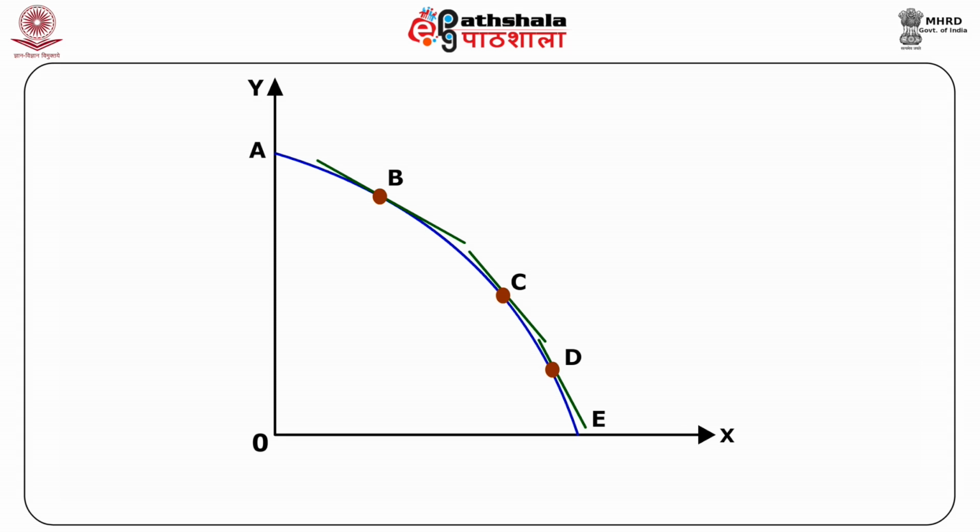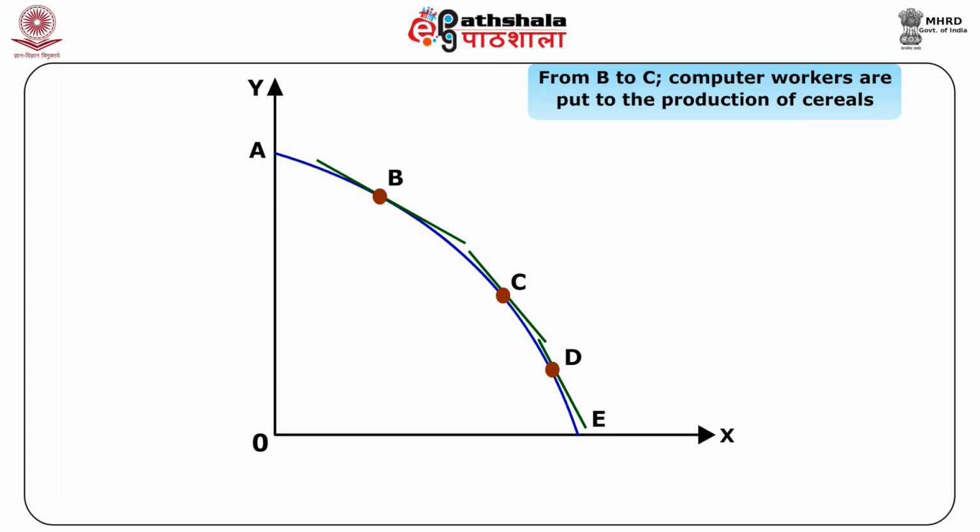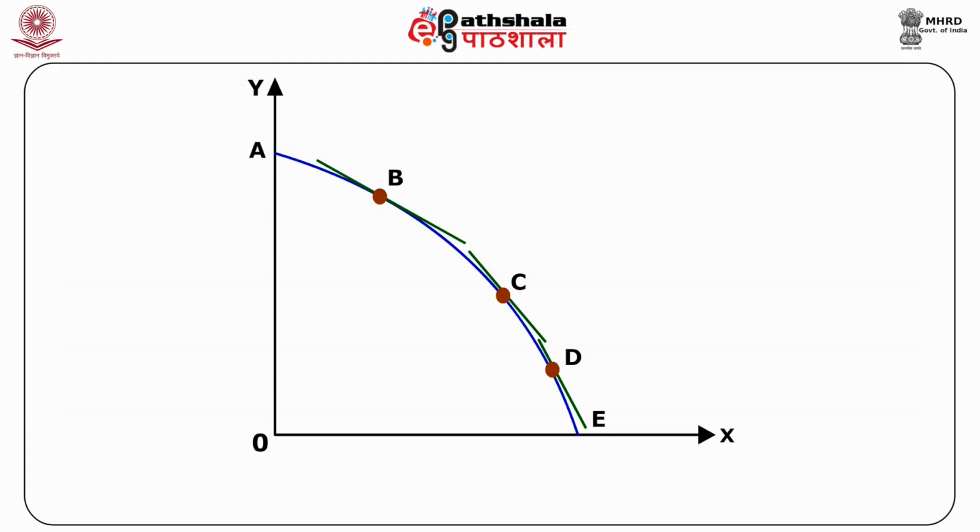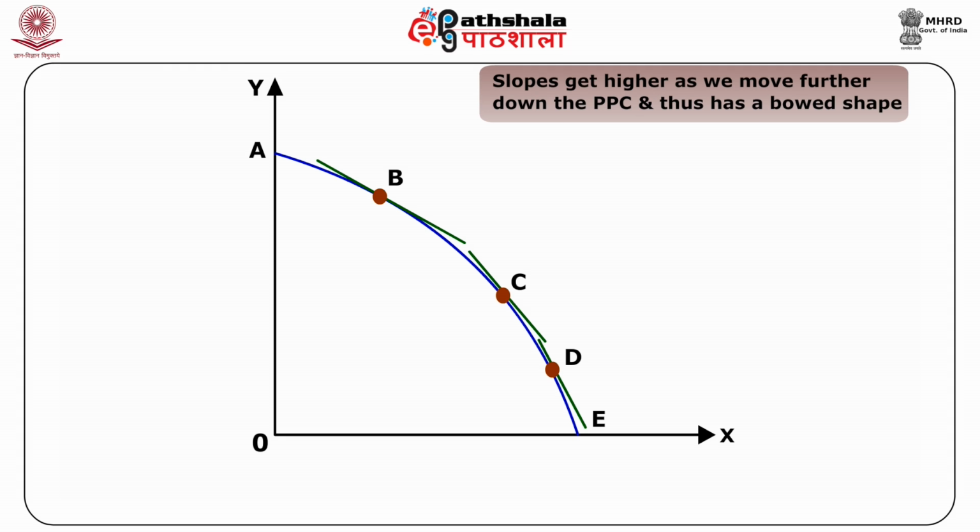When the country moves from B to C, let us say computer workers who are relatively more efficient than the first lot disposed of are now put to the production of cereals. Per additional unit of cereal production, the reduction in laptop production is more. The slope of the PPC at C is higher than at B. The slopes get higher as we move further down the PPC, which thus has a bowed shape.